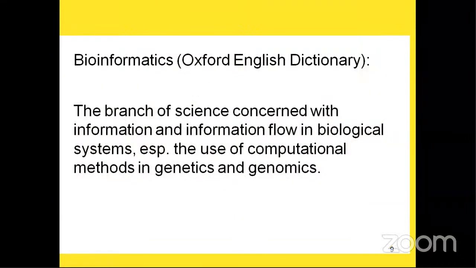So finally, this is the definition that we all use. It is the branch of science concerned with the information and information flow in biological systems, especially using computational methods in genetics and genomics. Here we are narrowing down the definition to genetics and genomics, but genetics and genomics involve the major aspects of all the biological fields.